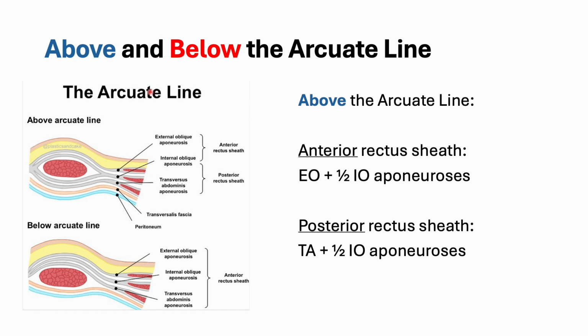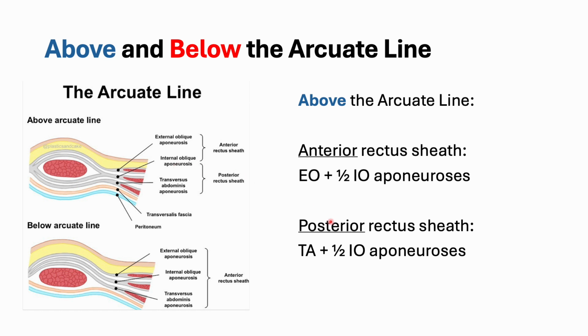Okay, so talking about above and below the arcuate line. So we're looking right here for now. This entire slide is going to be only about above the arcuate line. So above the arcuate line, you have the anterior rectus sheath, which is right here, and then you have the posterior rectus sheath. What comprises the anterior rectus sheath above the arcuate line is going to be the external oblique and the internal oblique, or half of the internal oblique aponeuroses.